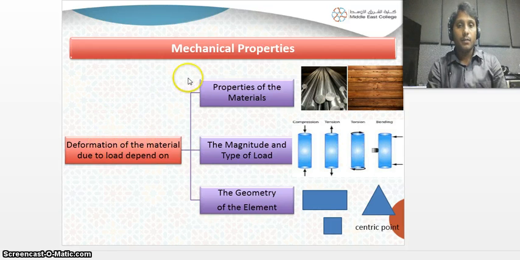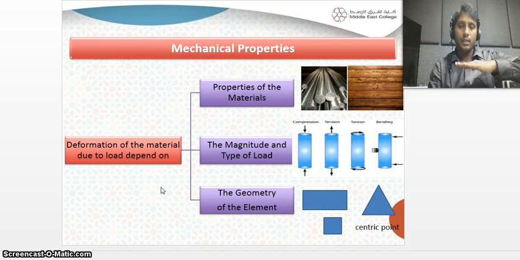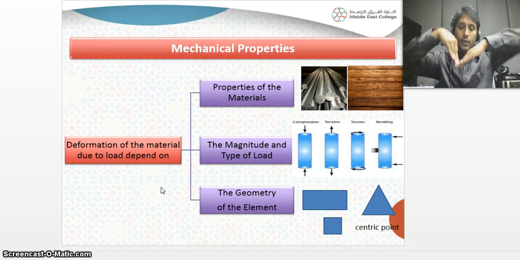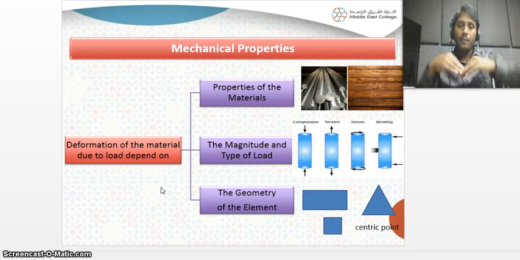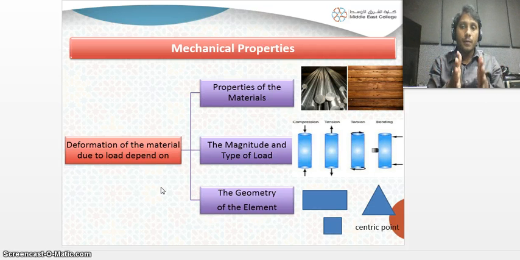See here, mechanical properties. Deformation of the material due to load depends on... Deformation means we have a material like this. If you apply load, there will be some change in the material. Sometimes it may bend, sometimes it may extend, sometimes it may contract. Any change in the shape, length or volume of the material can be defined as the deformation of the material due to load depend on.